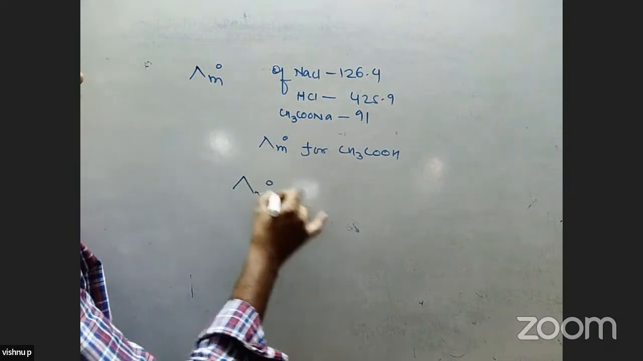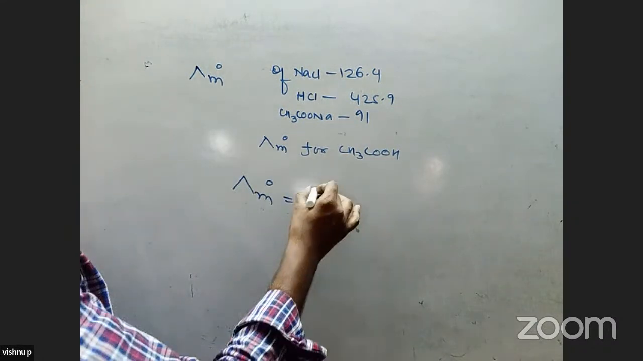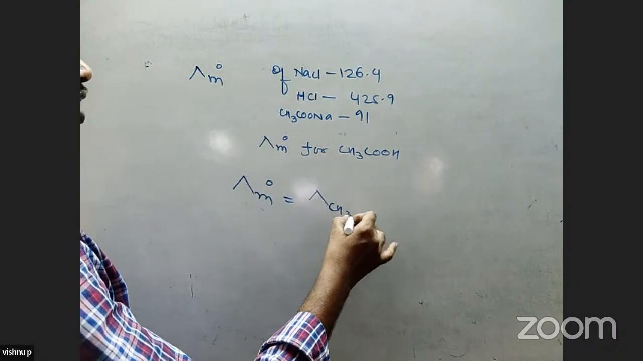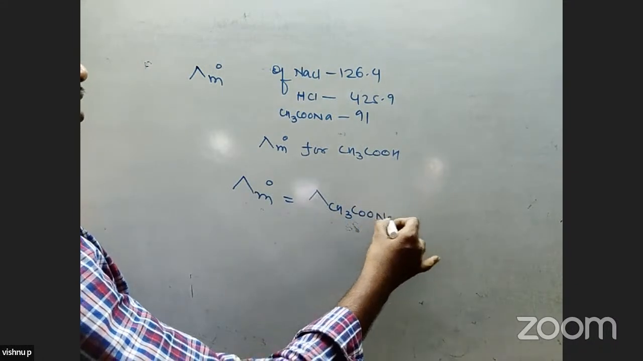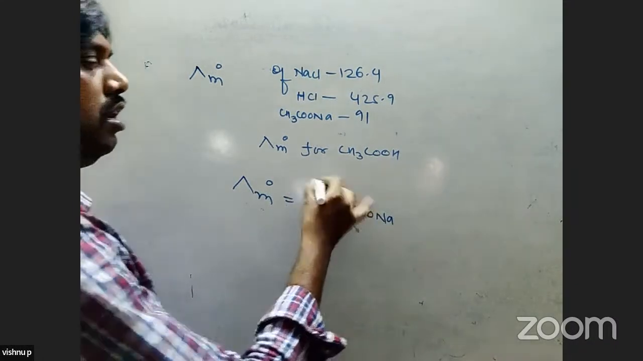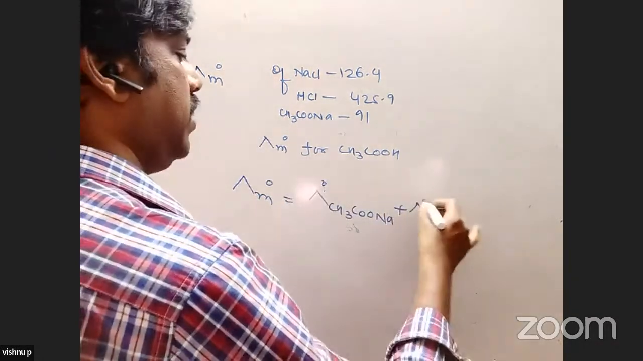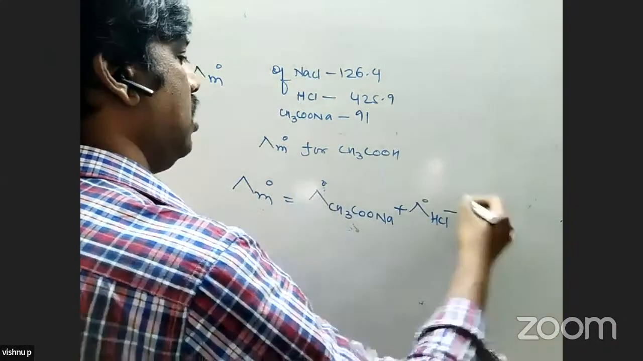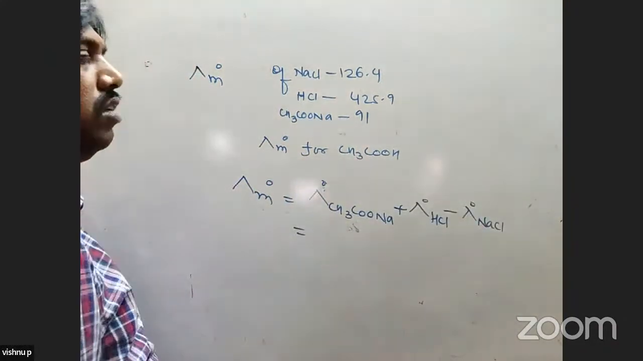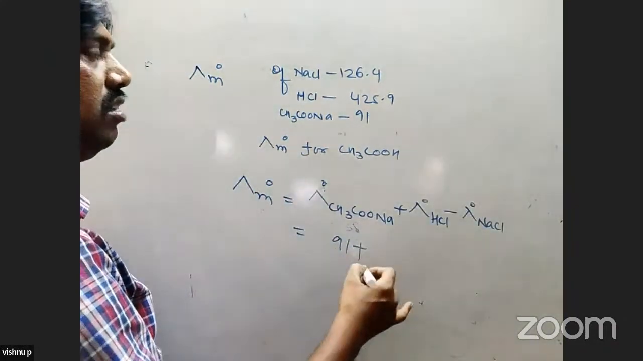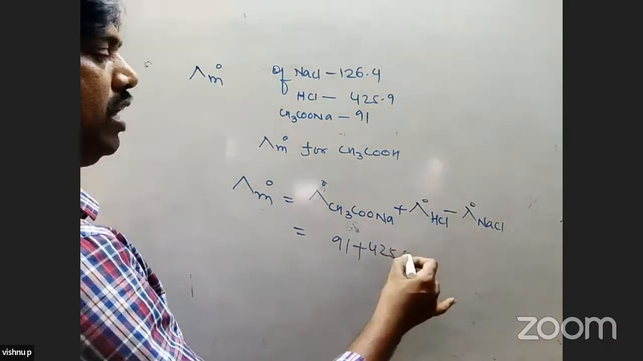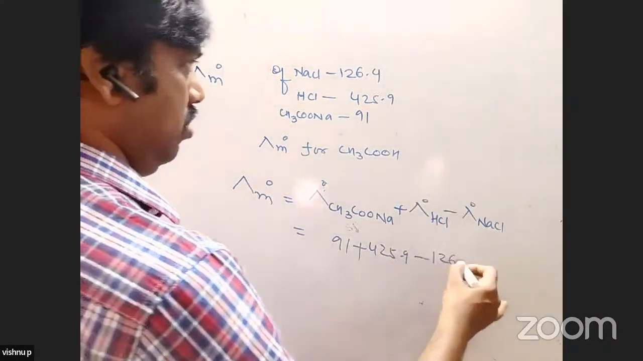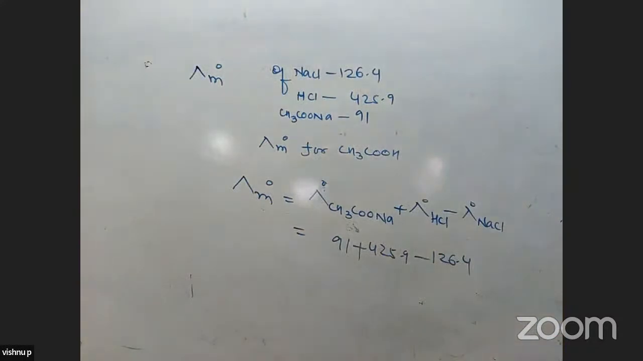So molar conductivity at infinite dilution is equal to molar conductivity of CH3COONa plus conductivity of HCl minus conductivity of NaCl. So what is the value here? 91 plus 425.9 minus 126.4. From that we get the conductivity at infinite dilution.